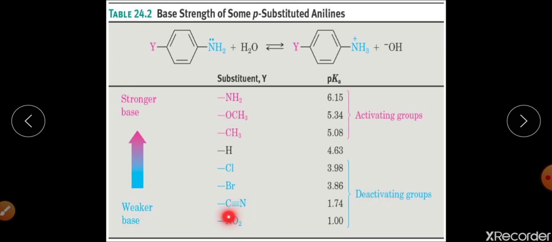When CN is attached, it will have slightly more basic character in comparison to this. This will have slightly more basic character in comparison to this one, and this will have more basic character in comparison to bromine. When we are having different types of groups which are activating, that is CH3, OR and NH2, at that time, when the NH2 group is attached at the para position, it will have the strongest activating effect and it will have a push effect, and because of that reason it will increase the basicity of the aromatic amines.